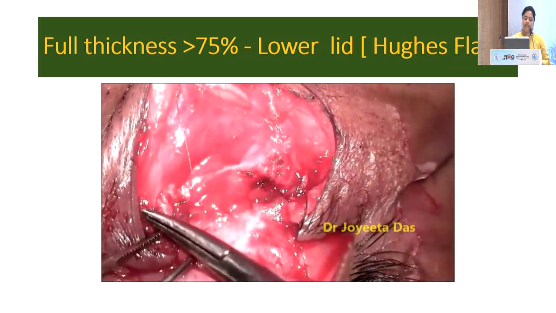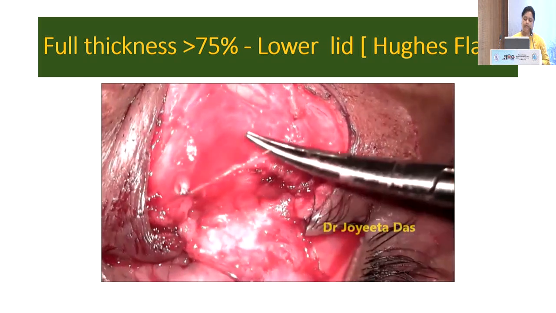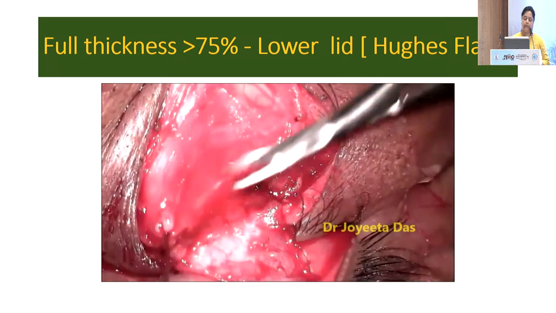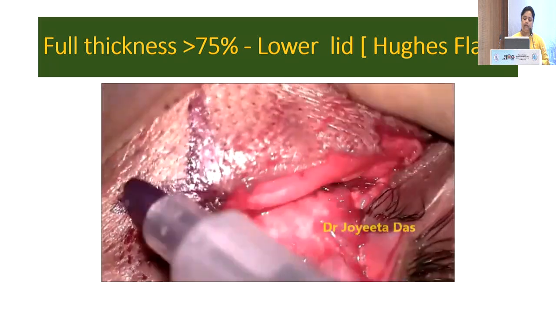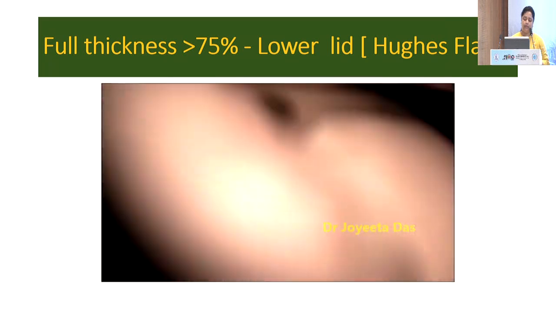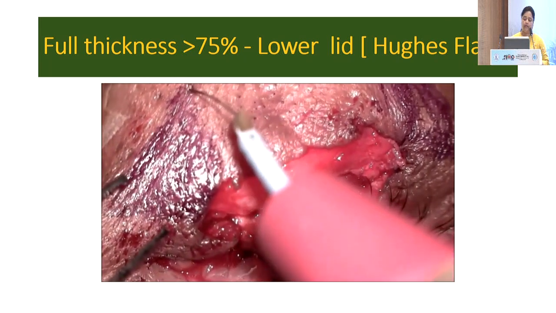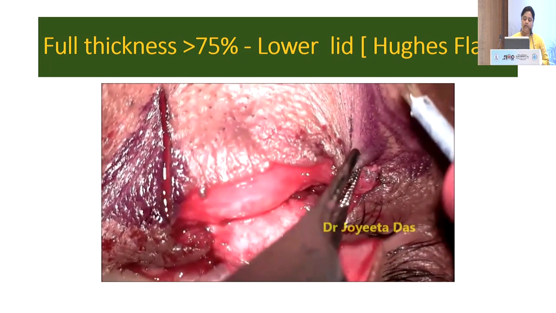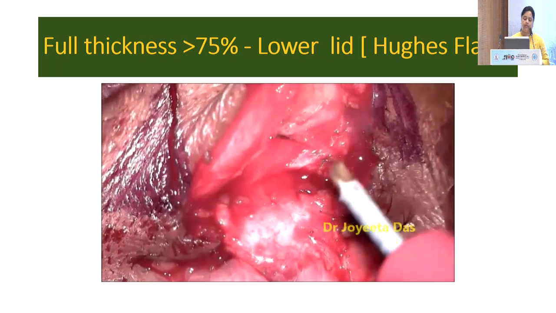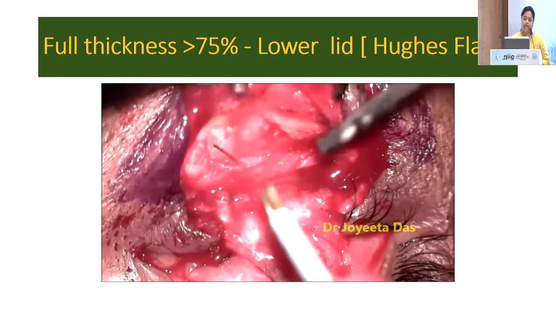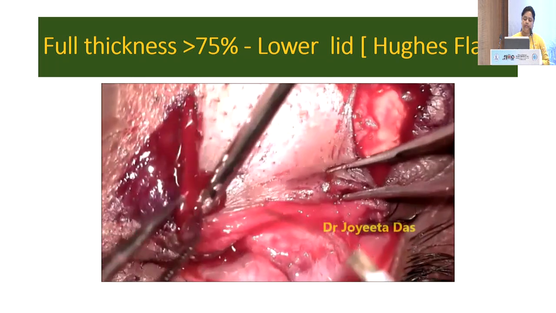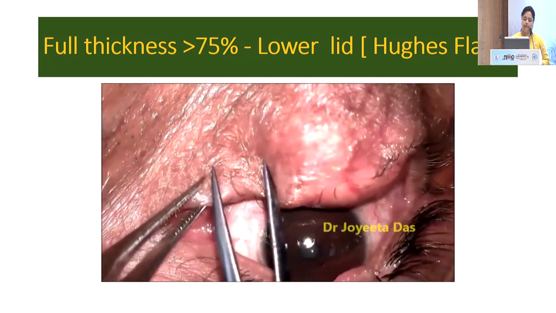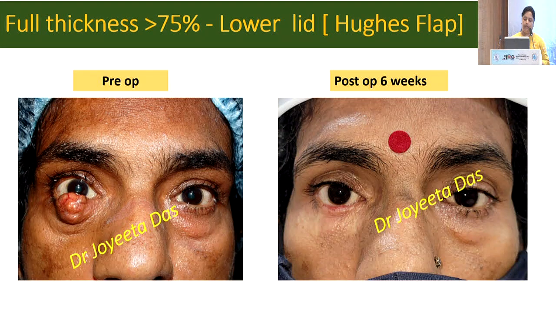Then from the cheek, a skin muscle advancement flap has been taken. This is the Burrow's triangle we are drawing. And it is advanced to form the anterior lamella of the newly formed lid. Good. This is the pre and post-operative picture of this patient.